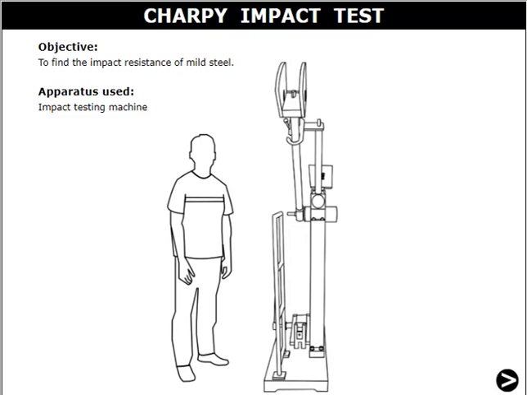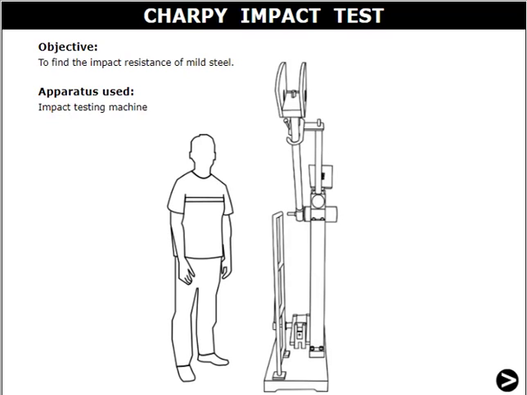One is the Charpy impact test and the second one is the Izod impact test. Depending on the specimen specification, the test is either a Charpy impact test or an Izod impact test. Today we will perform the Charpy impact test. The objective of this test is to find out the impact resistance of mild steel. The apparatus used to perform this test is an impact testing machine.